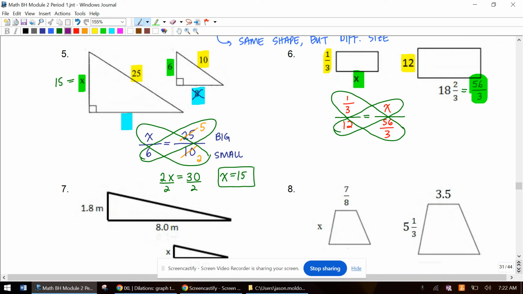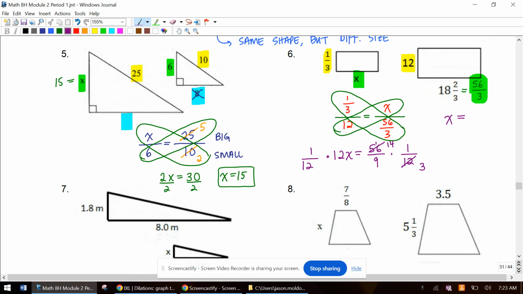And I can always backpedal if I don't like this, because 12x, that looks pretty good. And 1/3 times 56 thirds is 56 ninths. All right, next we're going to multiply both sides by the reciprocal. Might be the better choice here. And I get x equals, and 4 goes into 12 3 times, and 4 goes into 56, 14 times.